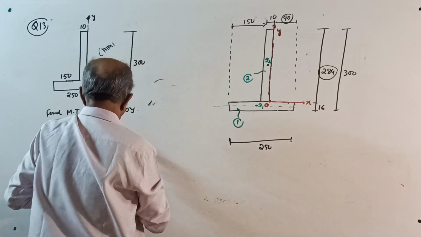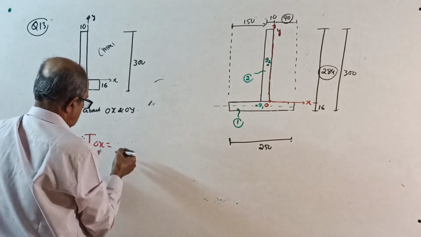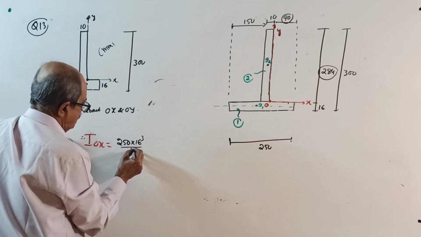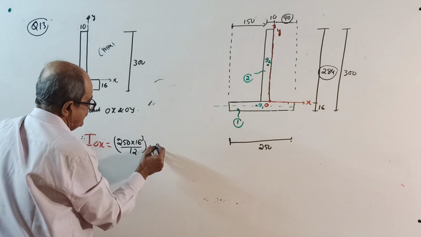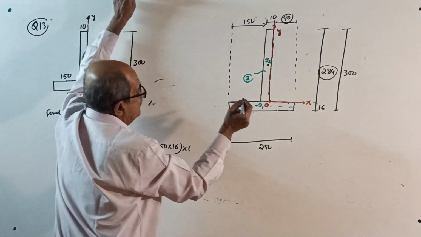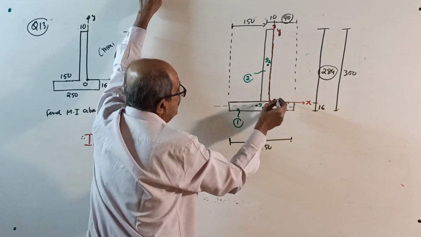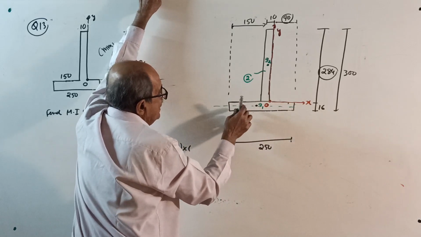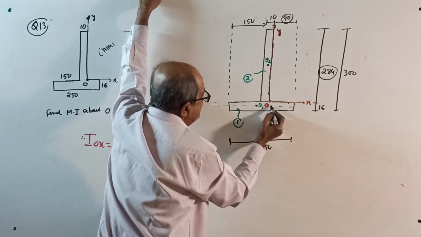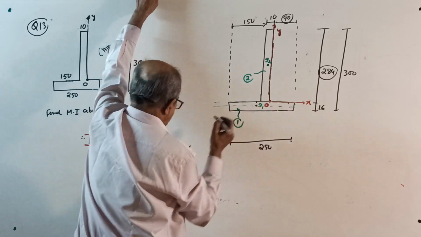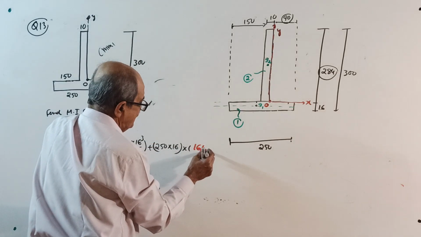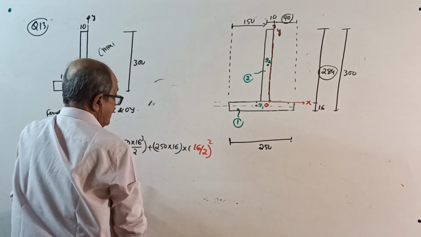Start. First, I about its own axis: 250 into 16 cube by 12, that is IG, plus 250 into 16, which is the area, into the distance from the centroid to this axis. See, I want I about the OX axis. This is its own axis. This distance square is 16 by 2 whole square. That's all. See, so easy. No struggling here. 16 by 2 whole square. That is for the first one.